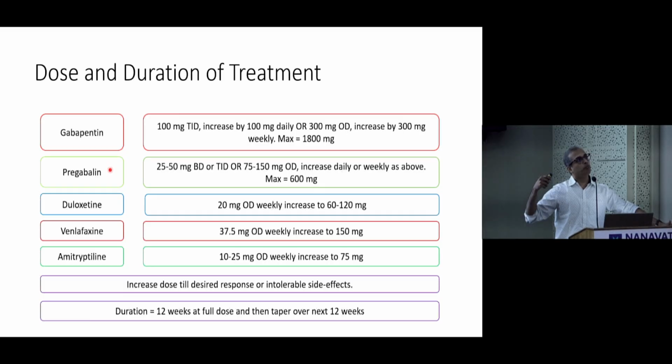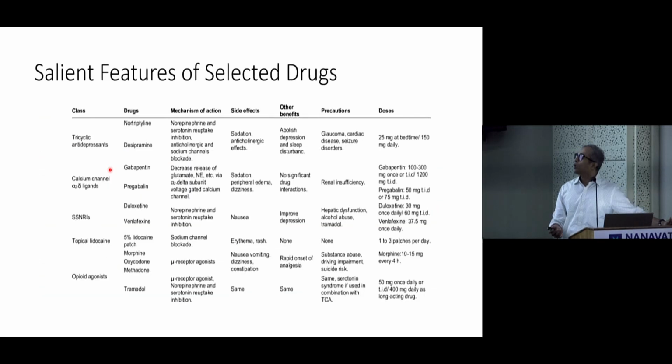Now this is for pure neuropathic pain. Remember the caveat to this. For pregabalin, the dose is slightly lower. For duloxetine, it's 20 and then goes right up to 60 to 120, then venlafaxine and amitriptyline. So these are the first line drugs. Some of the side effects of the first line drugs, these are the things.